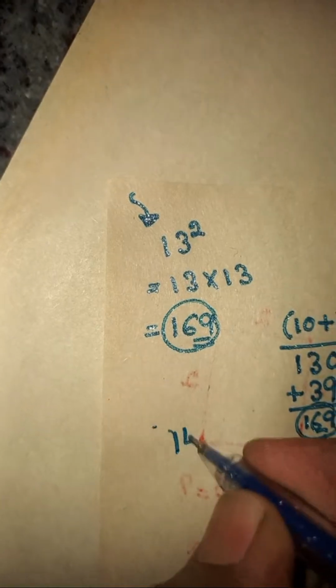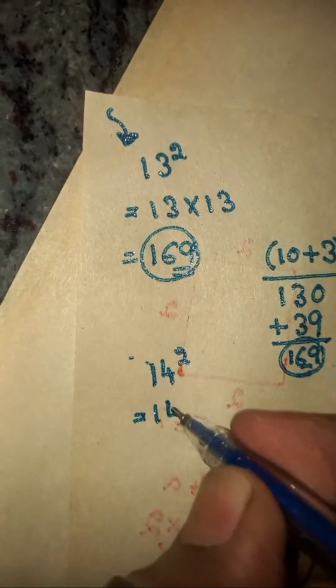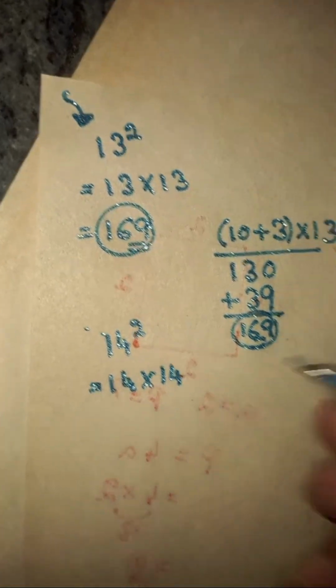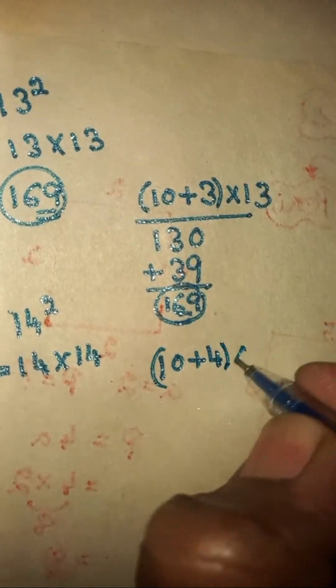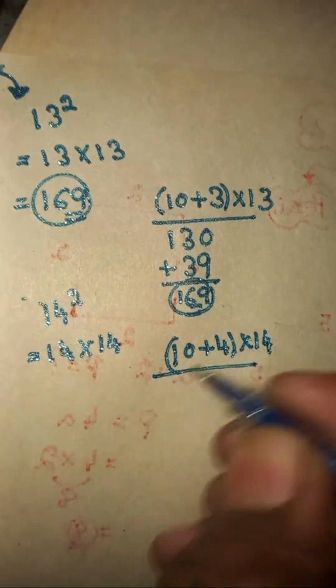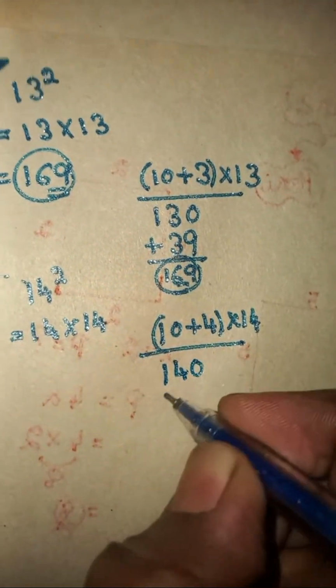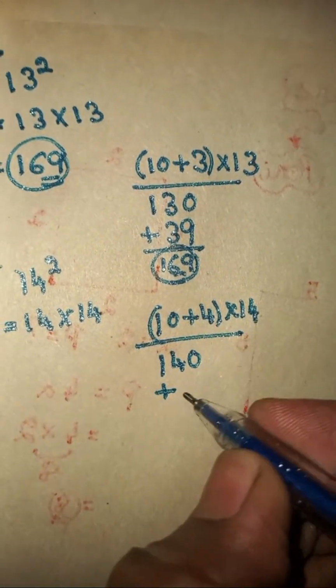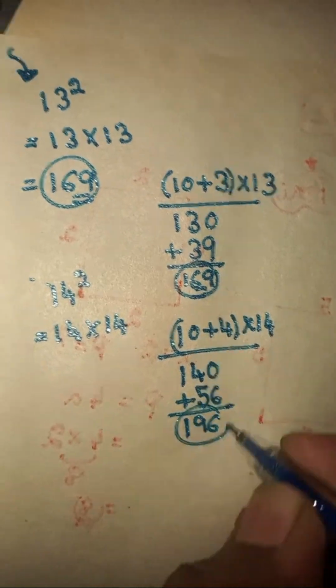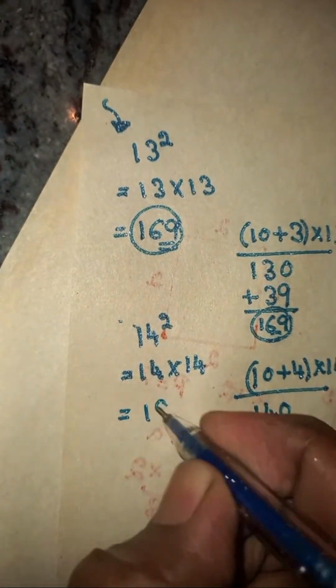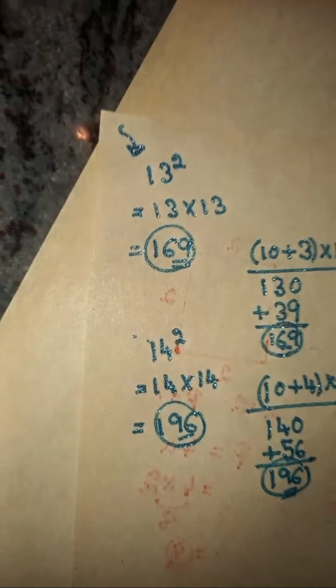And let's write what is 14 square. It can be written as equal to 14 times of 14. So it becomes 14 can be written as 10 plus 4 times of 14. 14 times of 10 is 140 plus 14 times of 4 is 56. 140 plus 56 is 196. So it's going to become 196.